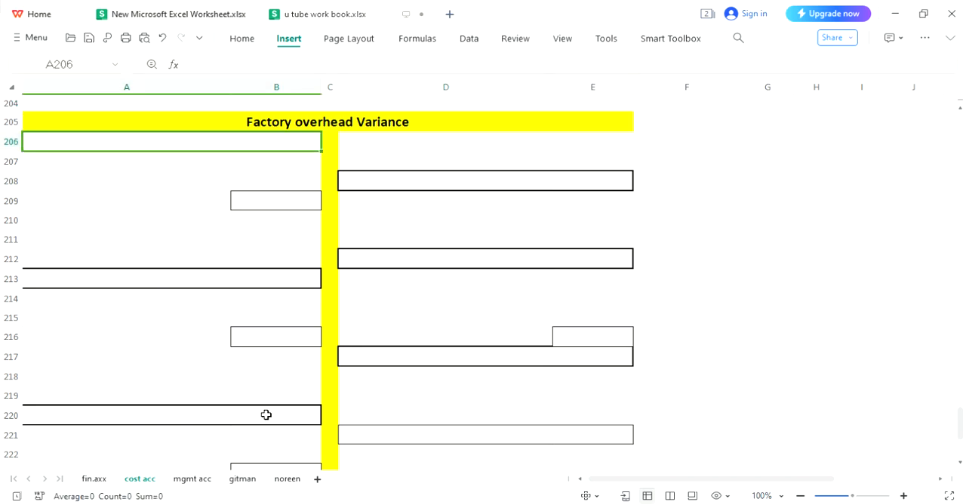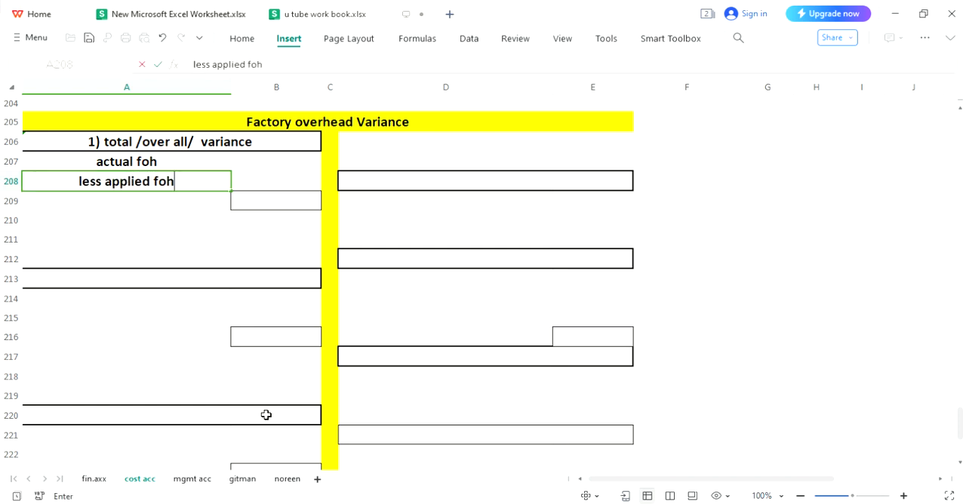The first thing you will write is your total overall variance. It is a relationship between actual and applied FOH. Here you will write your actual FOH and then put applied FOH. The variance is calculated by taking the difference between actual and applied, and finally we will conclude by putting our attention upon applied FOH. Focus will be upon applied FOH.